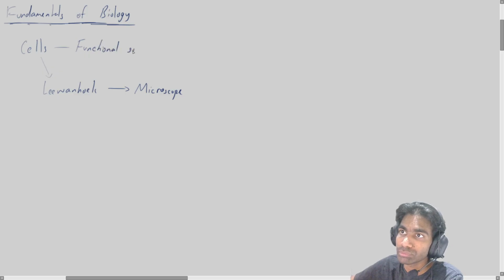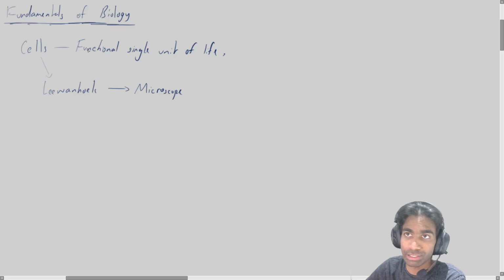Single unit of life, right? That's not to say that they can't be subdivided. They can definitely be subdivided, and you're going to see that shortly. But you can also combine many cells together to get more complicated designs instead.